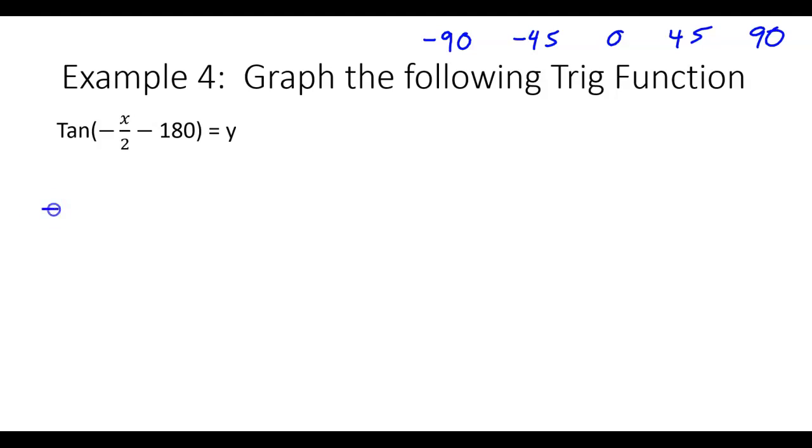So let's begin by setting the inside equal to the first angle, negative 90, and let's solve. So step 1, I'm going to add 180 on both sides.